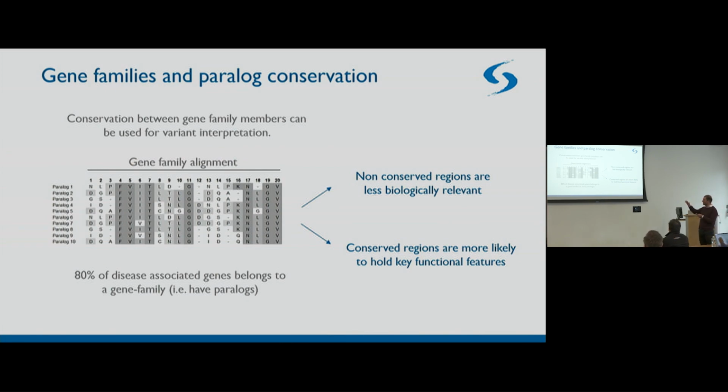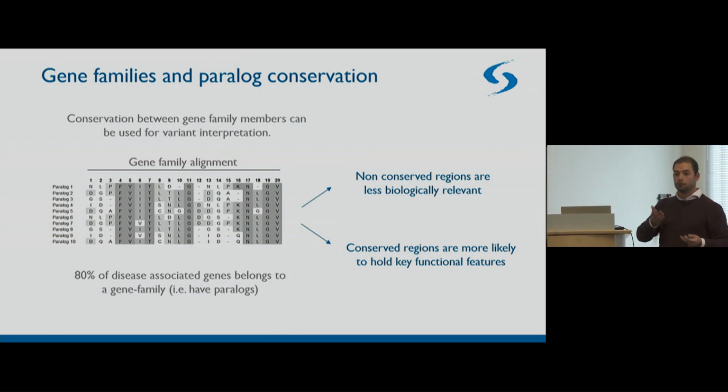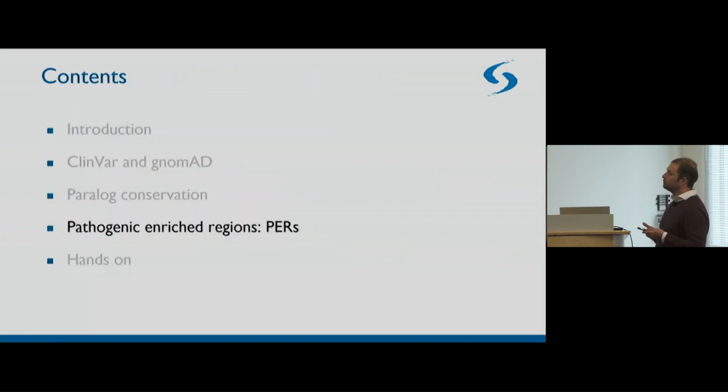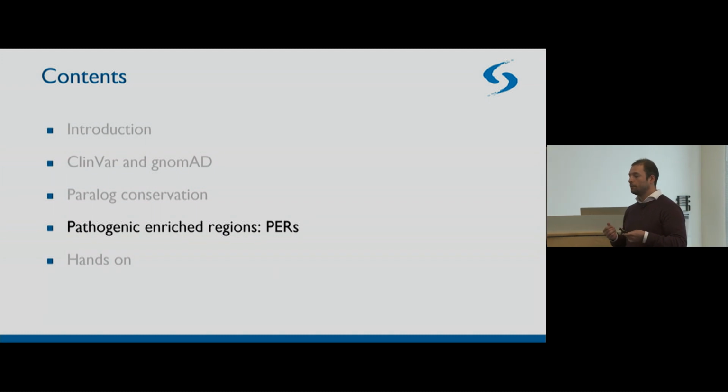Coming back to the alignment of the paralogs, the genes here that are related to each other, we can expect that the regions that are conserved between paralogs are really important for the protein function, and thus can be related to disease because they're sensitive to variation. And the regions that are not conserved are less likely to be important. Another important fact is that 80% of disease-associated genes actually belong to a gene family. So we can examine a lot of gene associations with this paralog approach. We developed a score for that, so we can tell with a number how conserved the amino acid is. But we wanted to push this a bit further, and in combination, we decided to address the identification of pathogenic enriched regions, which is the tool that I'm going to show you today.